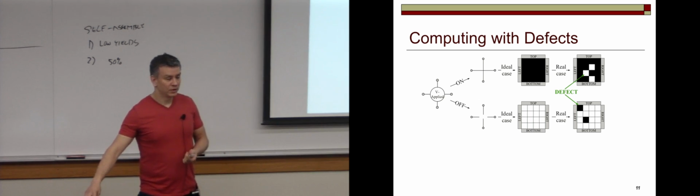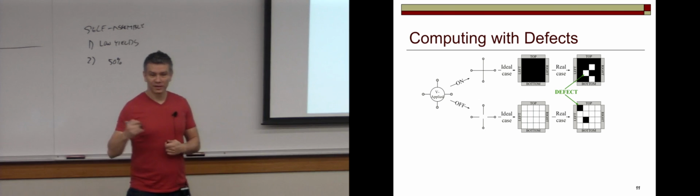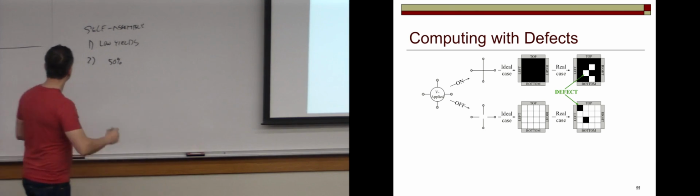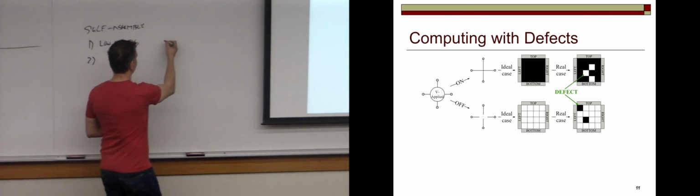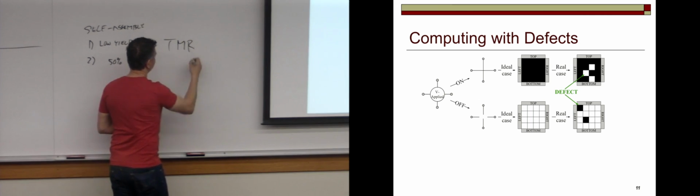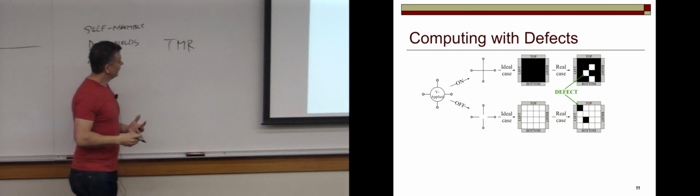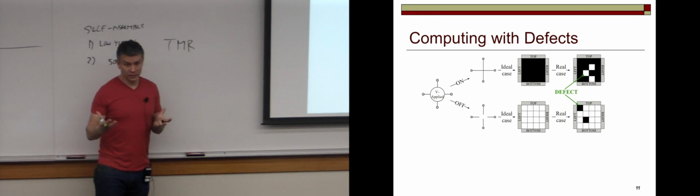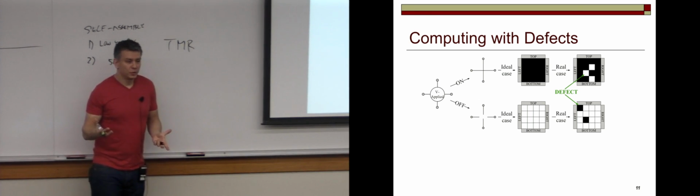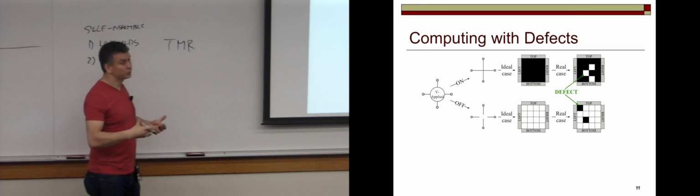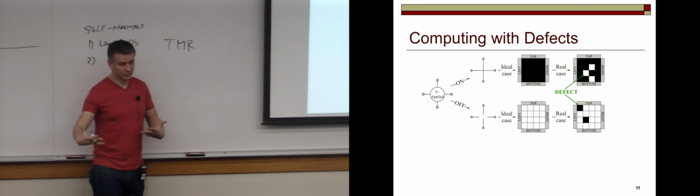But, so has anyone heard of TMR? What does TMR stand for? Triple modular redundancy. So that's an acronym. It's not the worst acronym in the world. So basically what this means is, if we have circuits that are going to fail or could fail, what we should do is introduce redundancy. Do the computation several times.